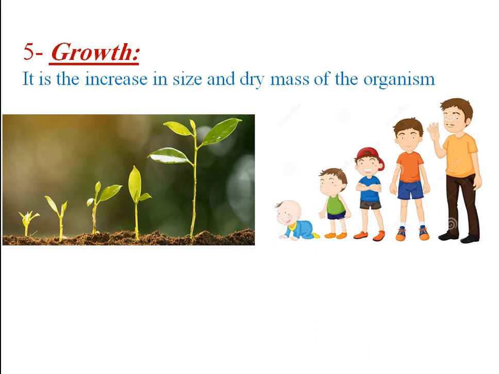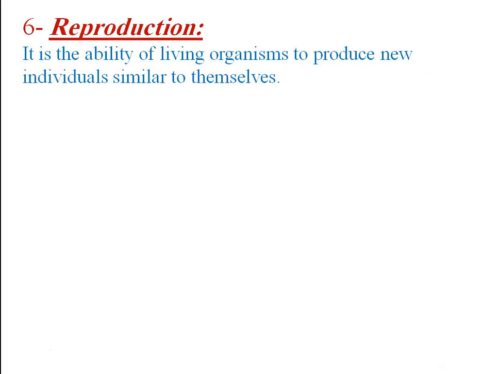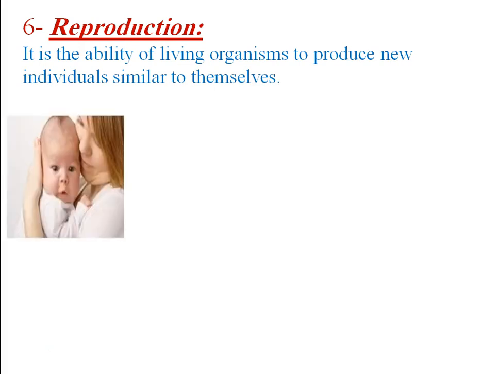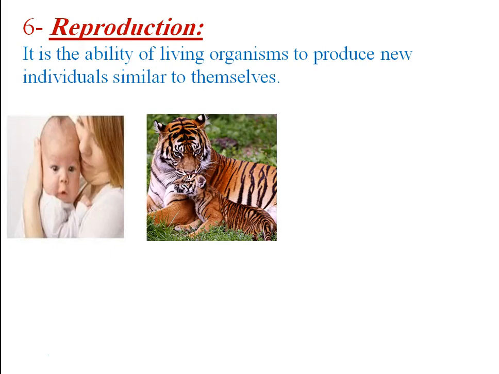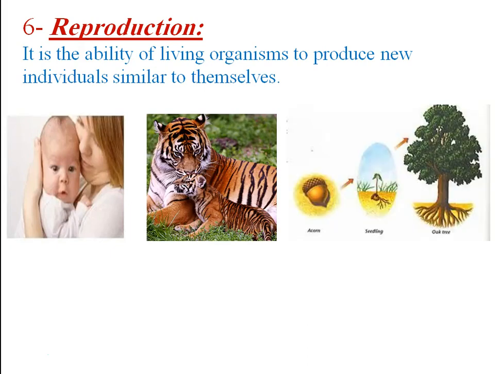This is growth. Now, reproduction is the ability of living organisms to produce new individuals similar to themselves. So humans can have tiny little babies, animals can have babies, and also when a plant makes seeds, it is actually making seeds in order to grow into a new plant. So that is how a plant will do reproduction.